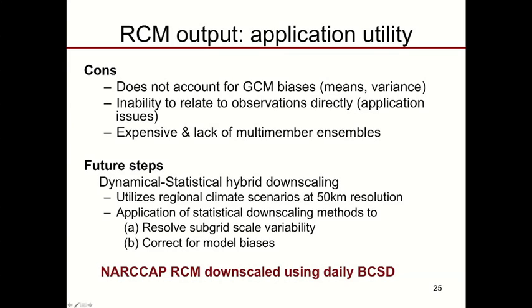We can basically envision using regional climate scenarios such as the ones I mentioned at 25 or 50 kilometer resolution, and then applying some of the downscaling methods that I went through. So the daily BCSD, that would be a perfect one to basically take your regional data at 25 kilometers, adjust for the biases, and then actually adjust for some of the subgrid scale issues.